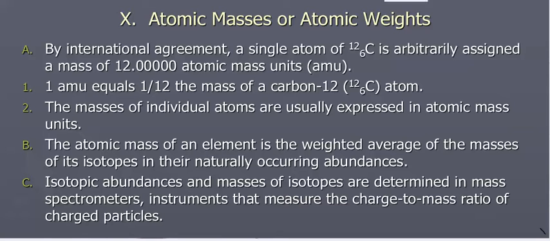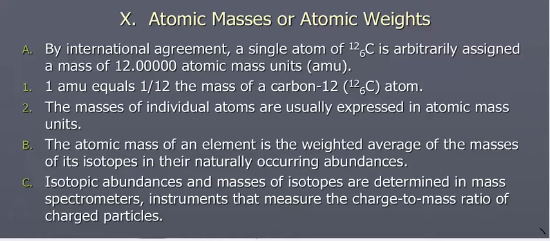Atomic masses, or atomic weights. A single atom of carbon-12 is assigned a mass of 12.00 atomic mass units, AMUs. Carbon-12 is our reference isotope. So 1 AMU is equal to 1/12 the mass of a carbon-12 atom. Now the masses of individual atoms are usually expressed in AMUs. It's just a really small unit for measuring individual atoms.